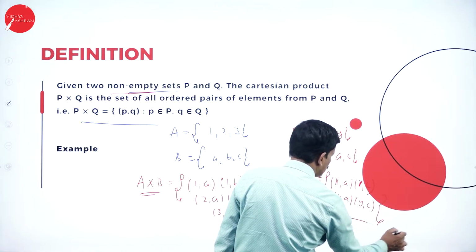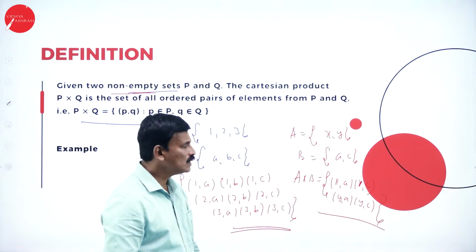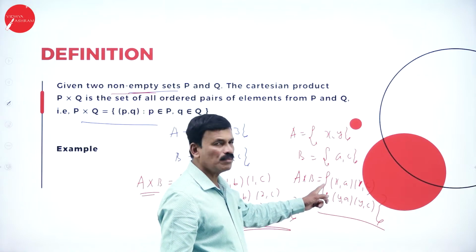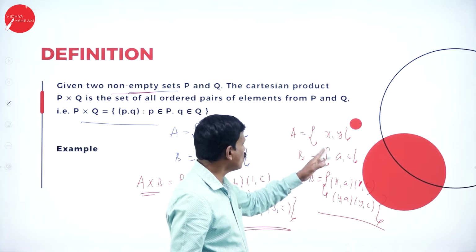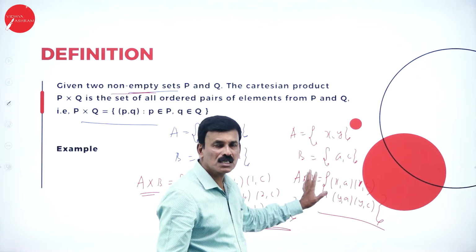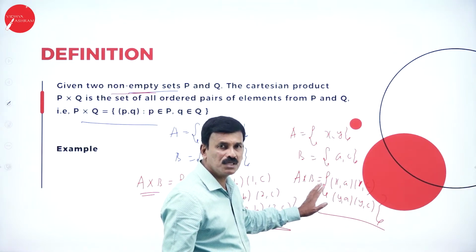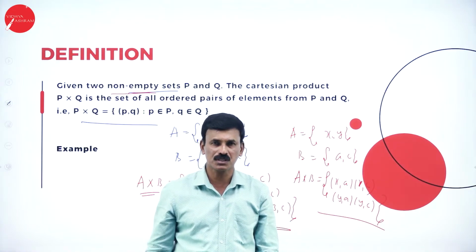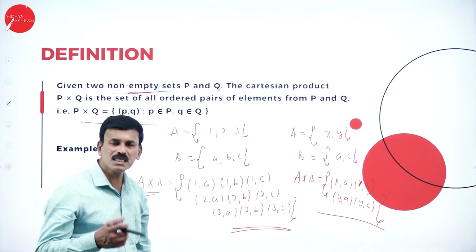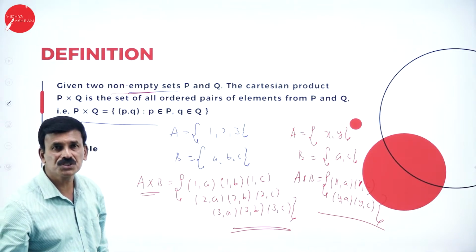So this is called the Cartesian product. In the Cartesian product, the first member is an element of set A and the second member is an element of set B. So all ordered pairs come under this set, denoted as A cross B, which is called the Cartesian product of two sets. Now let us take a simple problem based on this Cartesian product.